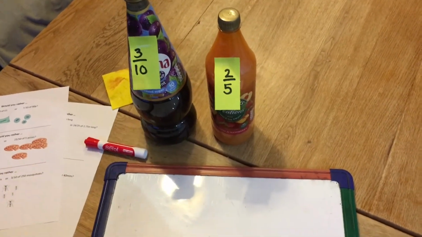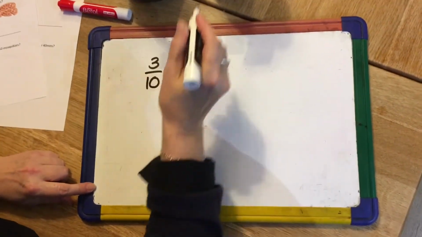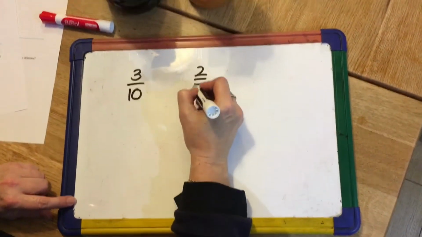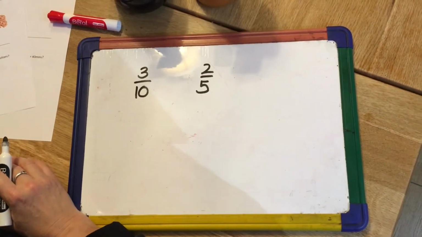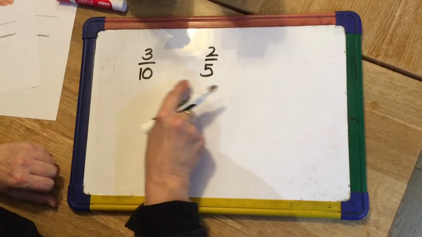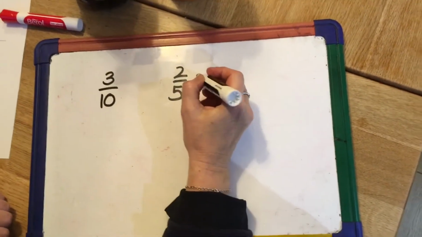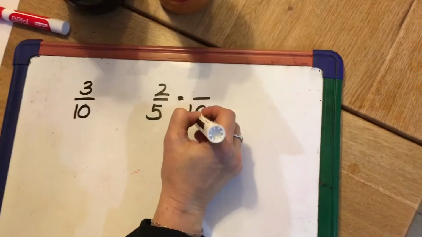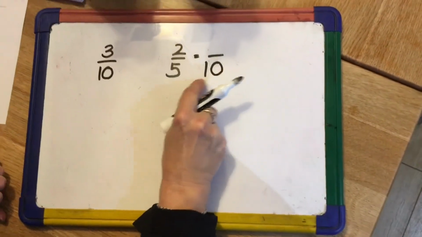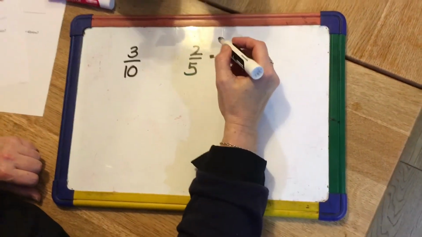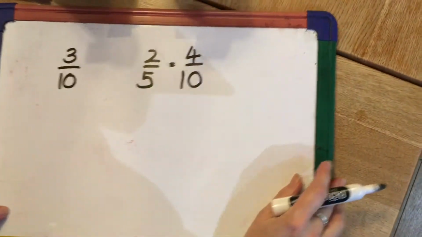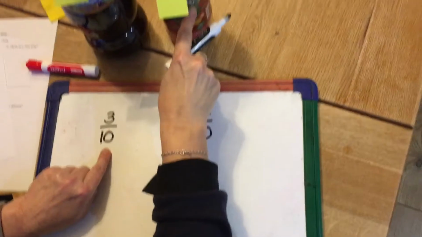So this one, 3/10, I'm going to write that down. And this one, 2/5. Now you could think, oh, well, I will just find an equivalent fraction. If I was doing that, look for your lowest common denominator. Right, well, I can make this into tenths. Obviously 5 times 2, so I've multiplied that denominator by 2. I've got to do the same to the numerator. 2 times 2 is 4.